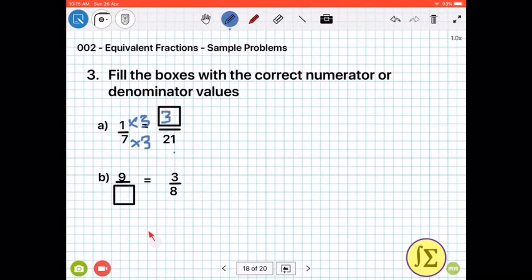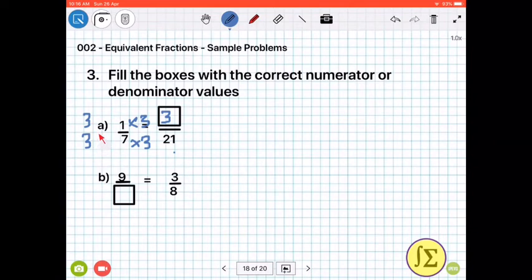All right, we can check it, right? We say that when you divide the larger numerator by the smaller, and the larger denominator by the smaller denominator, you must end up with the same value. Let's do that to check. 3 divided by 1, you get 3. 21 divided by 7, you also get 3. So we know that this answer 3 here is correct because you end up with the same number.